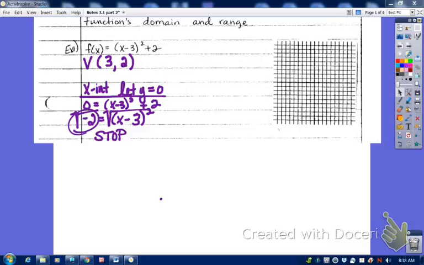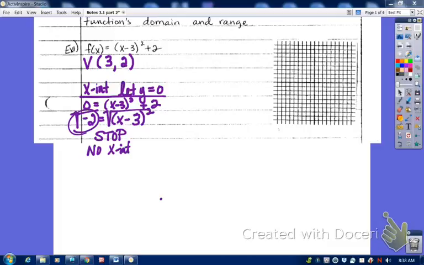So there's no x-intercepts. That means this parabola will never in its entire life cross the x-axis. That's because we're getting those imaginary numbers right there. So there are no x-intercepts here. You don't have to write no x-intercepts, but these are your notes.